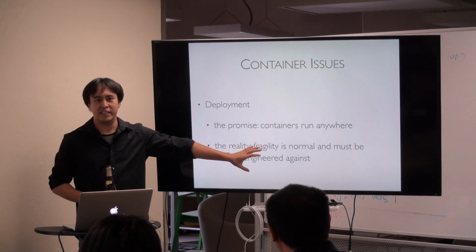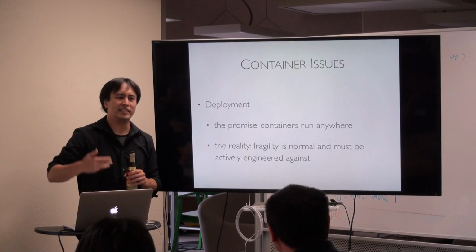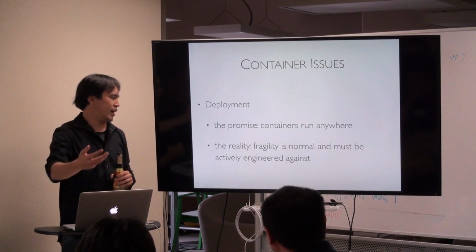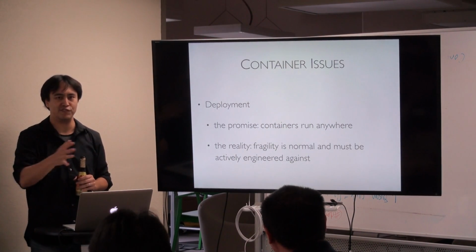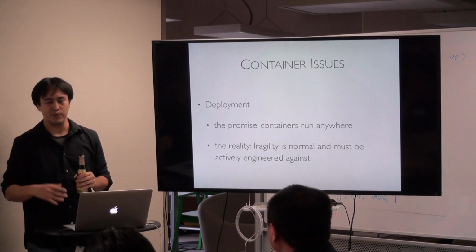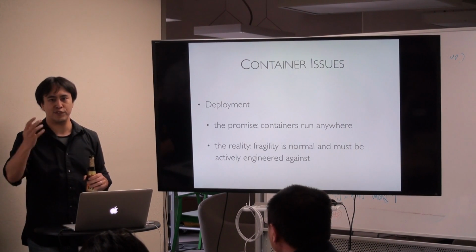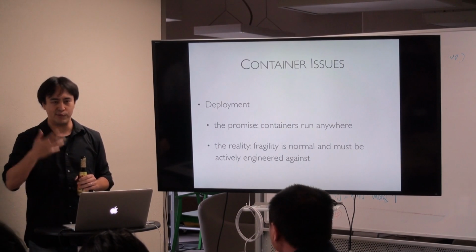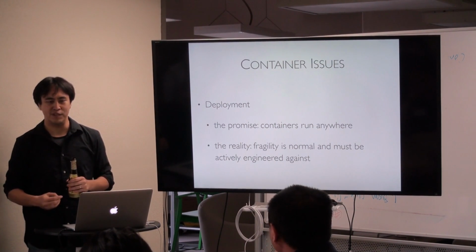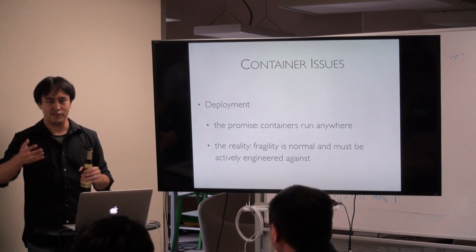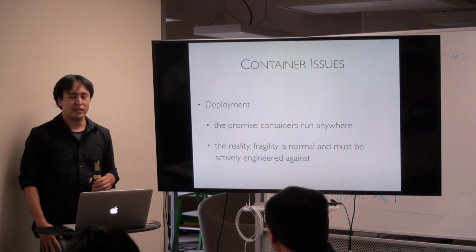Deployment: the promise is that containers run anywhere. The reality is that fragility is normal, and you're constantly engineering against it. Your scripts become more and more robust as you find out what the weak points and potential points of breakage were. It works for your first 3 employees, but a fourth employee with a brand new Mac, all of a sudden, wait, why is it not working? There's some edge case you haven't thought of, maybe because their username is too long, or who knows. It could be anything. You never really know.